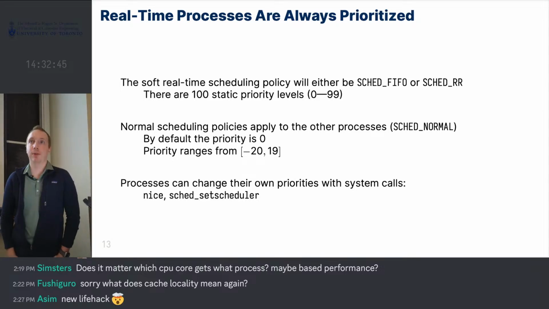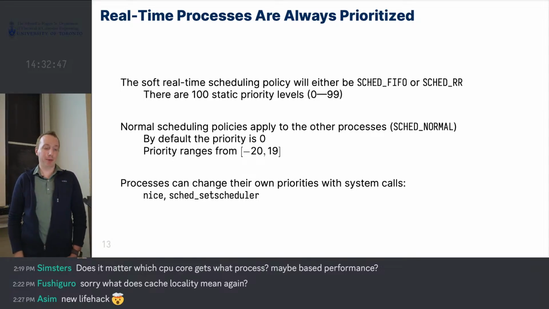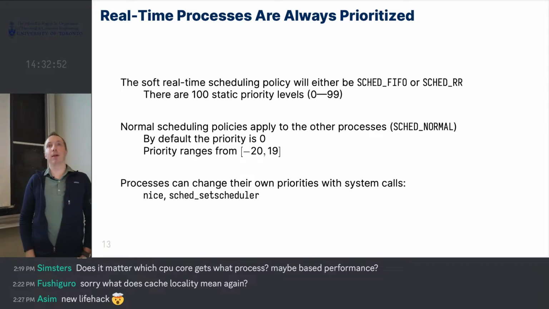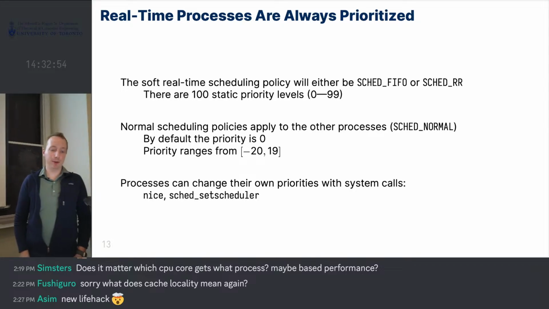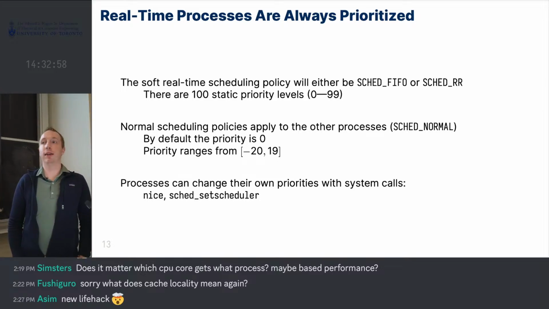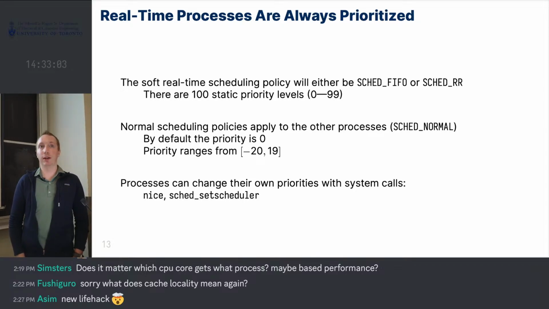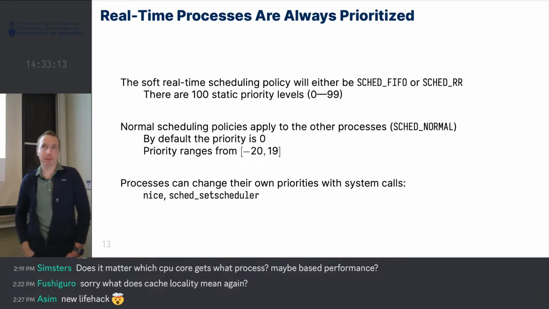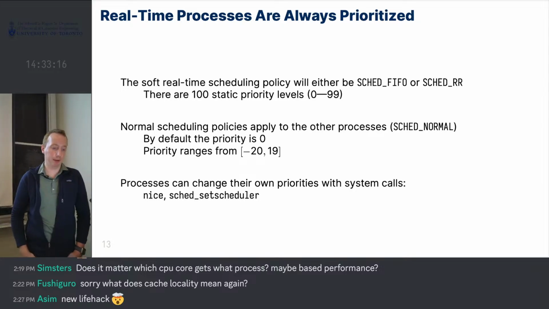So for the soft real-time processes, they're always prioritized. A soft real-time process will either be scheduled as FIFO or round robin. The reason behind this is you want real-time processes to be very, very predictable. Round robin and FIFO are both very predictable, and you can argue how they work very easily. And it doesn't really waste time. That's what you want for real-time systems.